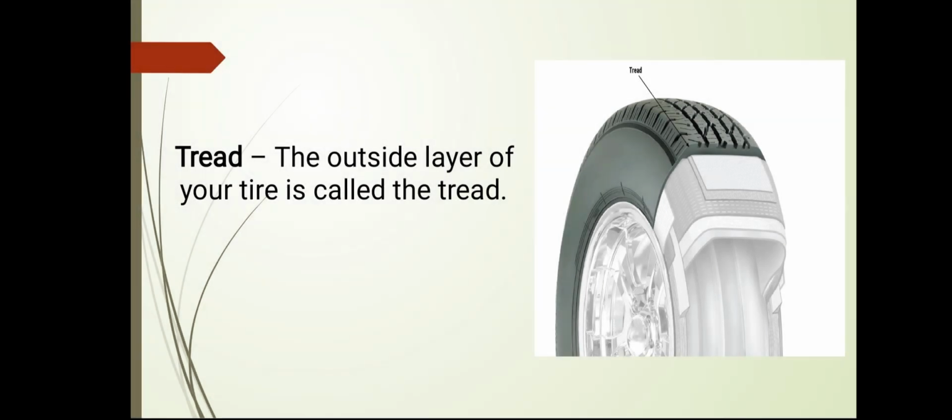Tread. The outside layer of your tire is called the tread. This is the patterned rubber layer that we see that comes in contact with the road. There are many different tread designs, and the pattern will depend on the type of tire and what it is intended for.